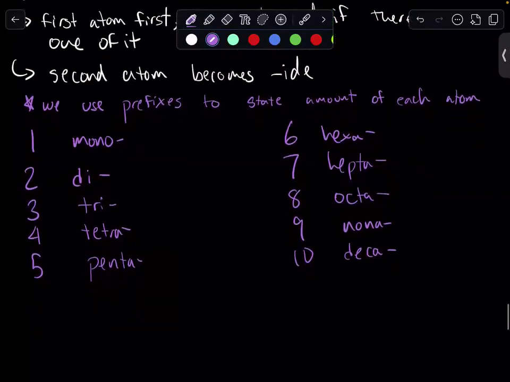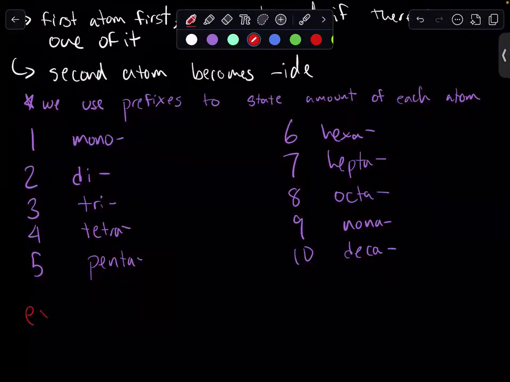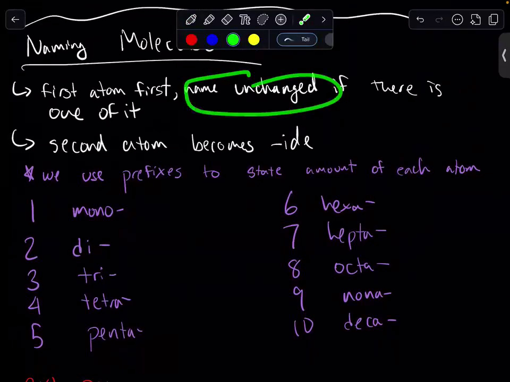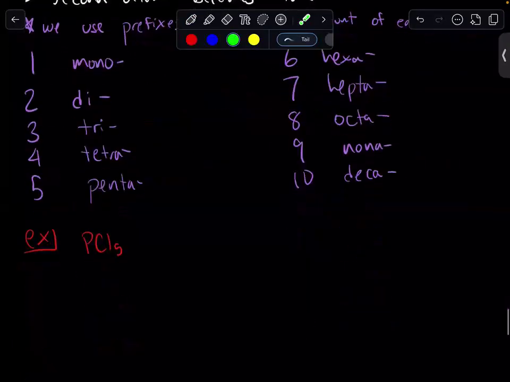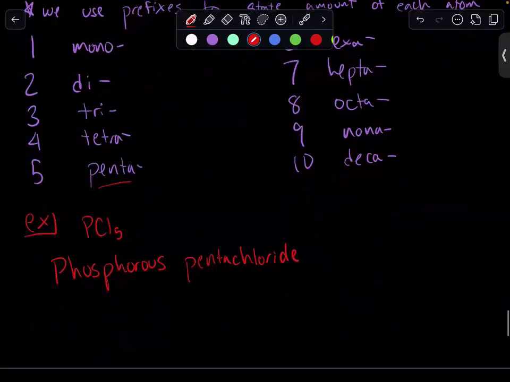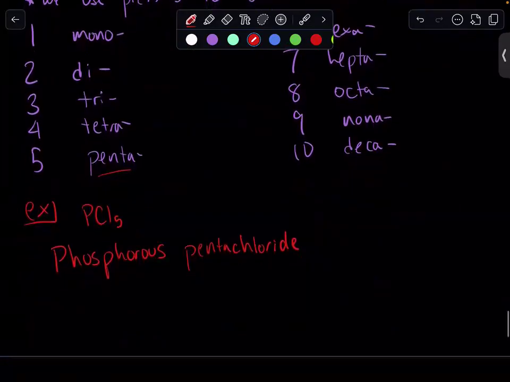So how do we actually use these? The best way to learn is by doing. So let's do an example of PCl5. So the first atom, the name is unchanged if there is one of it. There is only one of it. So we're going to say this is phosphorus. And the second atom, there's five chlorines. So we're going to use five, penta, pentachloride. It becomes ide. So for this molecule, PCl5, it's phosphorus pentachloride.